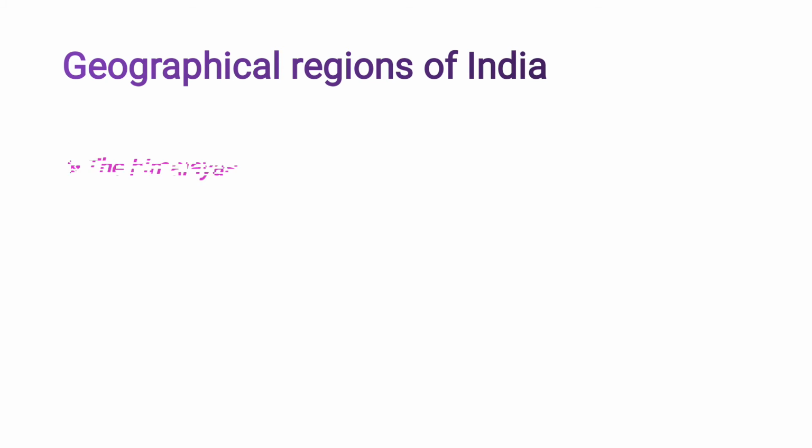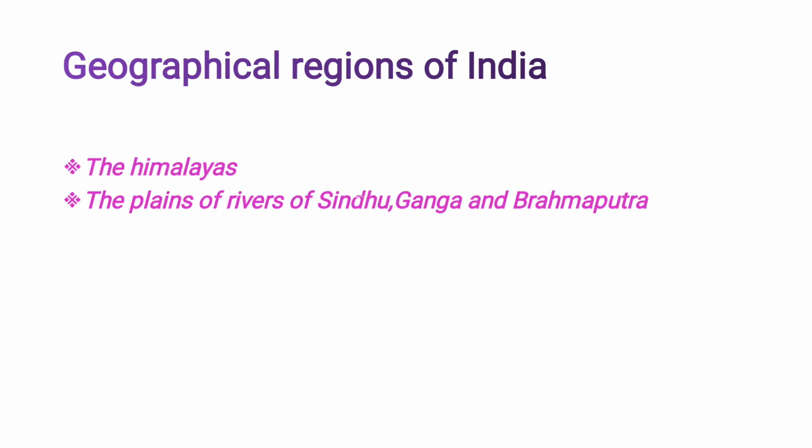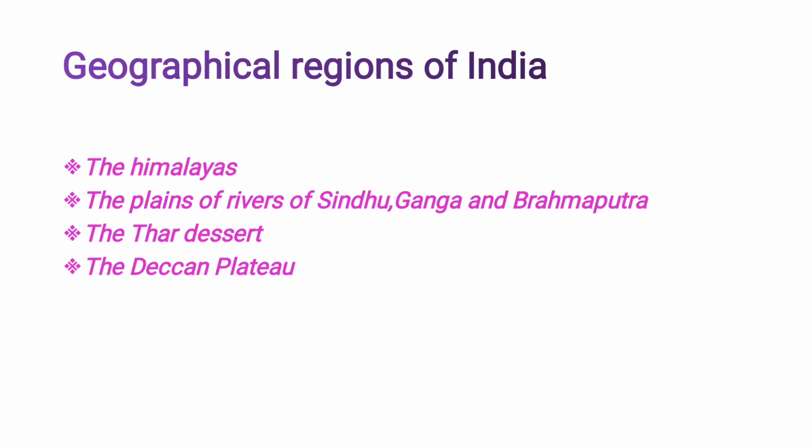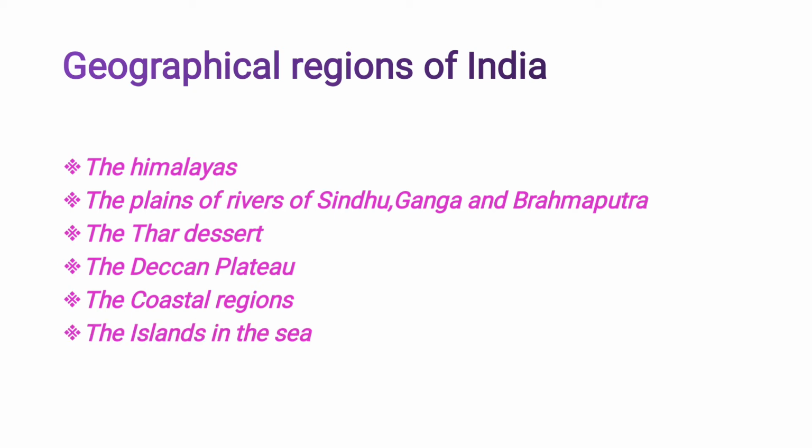Geographical regions of India: the Himalayas, the plains of the rivers Sindhu, Ganga and Brahmaputra, the Thar Desert, the Deccan Plateau, the coastal regions, and the islands in the sea. Now, in the next slides, we are going to learn in detail about these regions of India. Okay, first is Himalaya. As everybody knows, Himalaya.